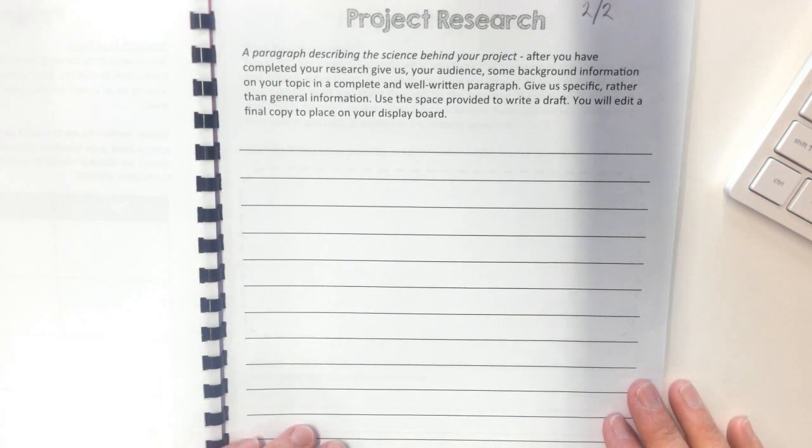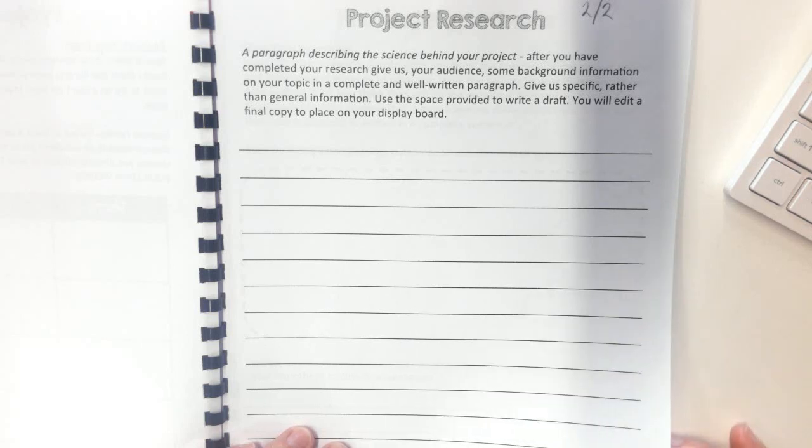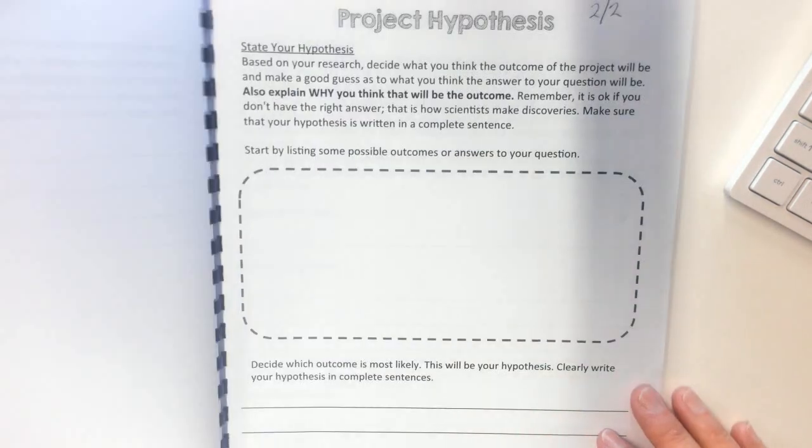The research is a paragraph about your experiment, and once again, this is some background information. This is not a paragraph about what you are doing for your science experiment, but rather a background about your topic. For instance, regarding hydration that a plant needs to grow and what makes a plant grow.